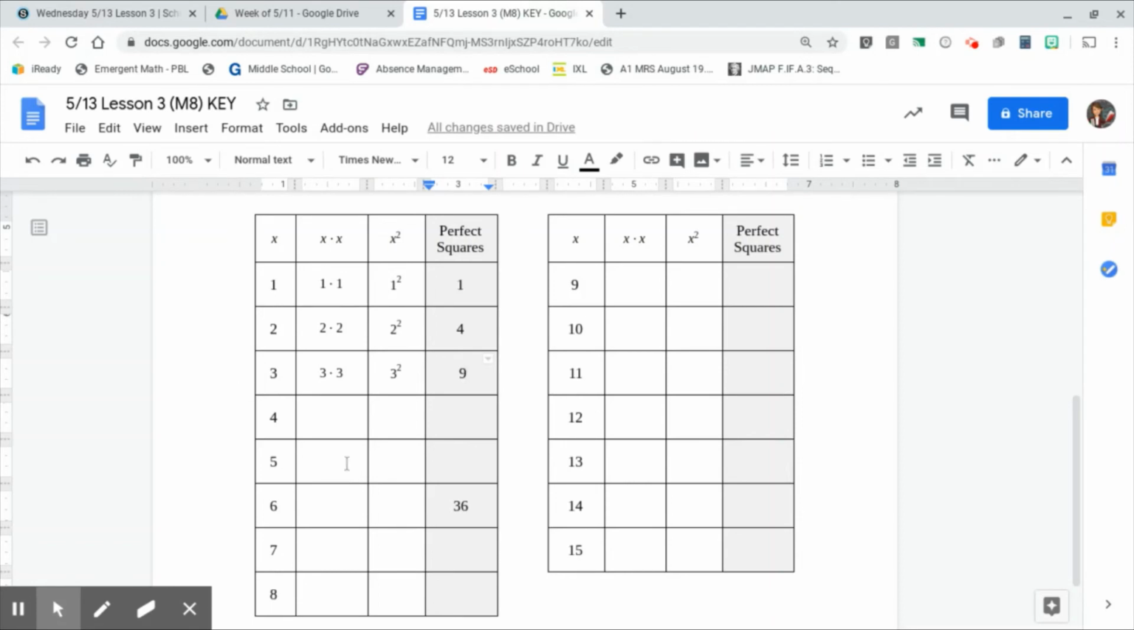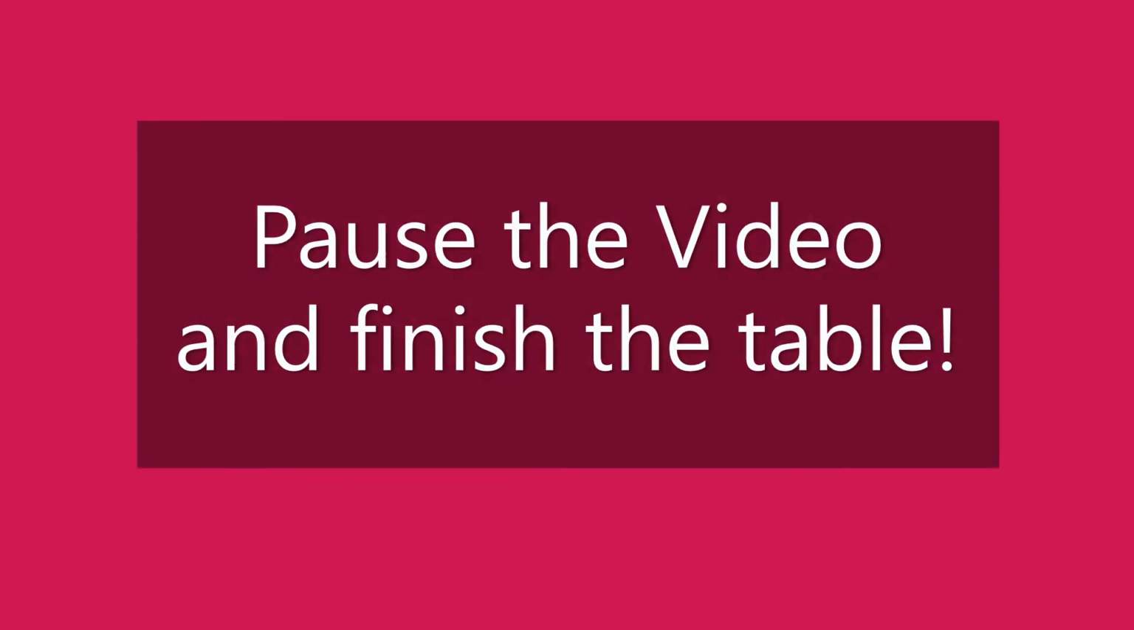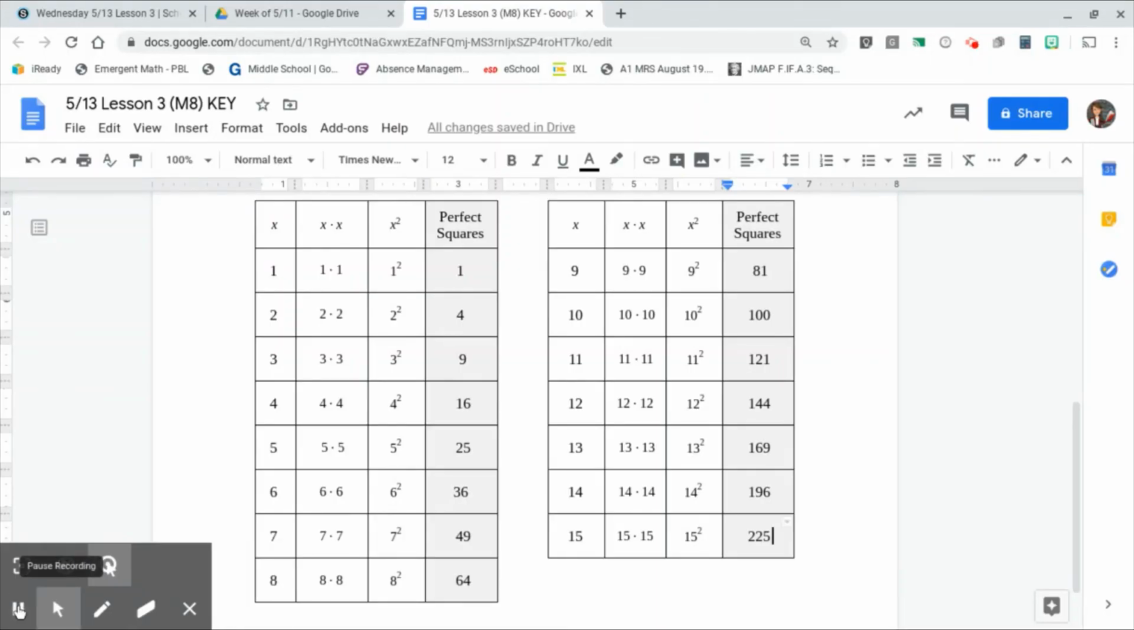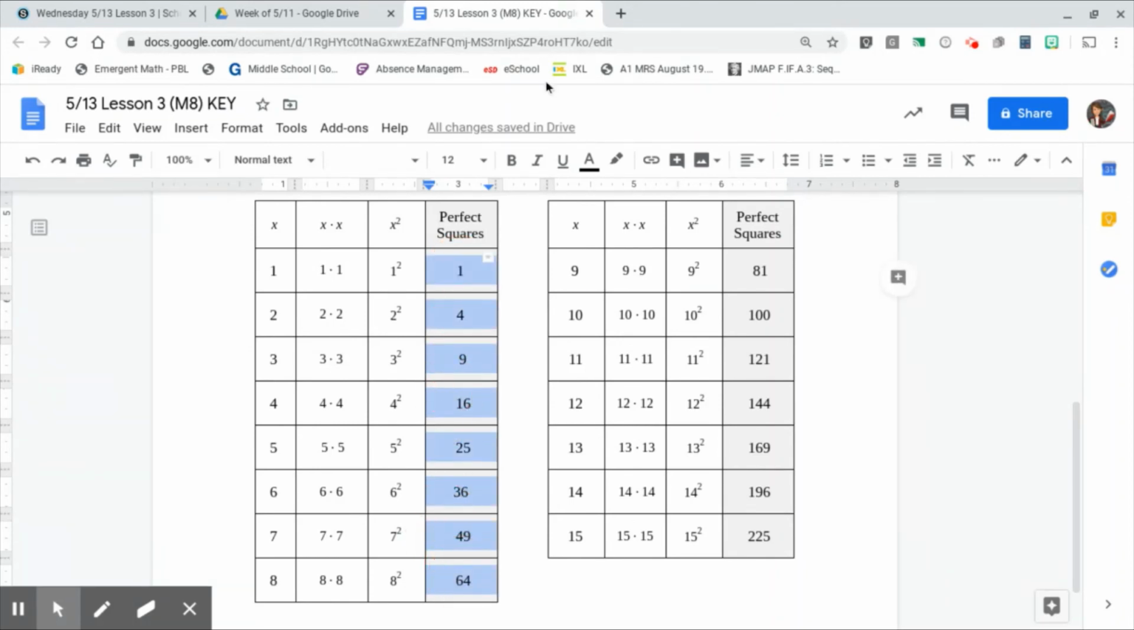Okay, pause the video. I want you to fill in the perfect squares that go along with 4 through 15. It's the grayed out squares that we need to memorize. Okay, check your work with my work. Remember, the important numbers that you need to memorize are the numbers that say perfect squares. You don't need to memorize all this work. I just need you to know where they come from.